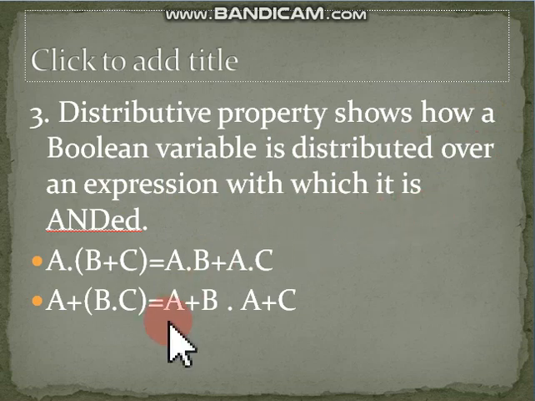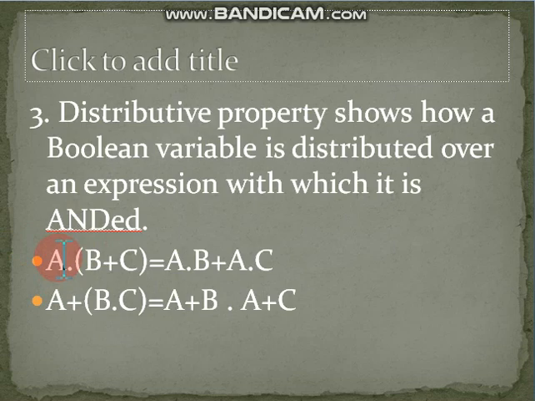The law says for distributive, it shows how a Boolean variable is distributed. So let's say we've picked A here. This is the Boolean variable we've picked, A. So it's going to show how A is going to be distributed.